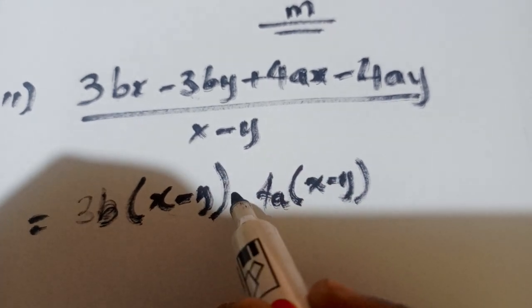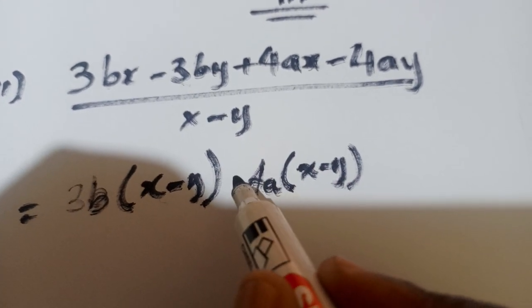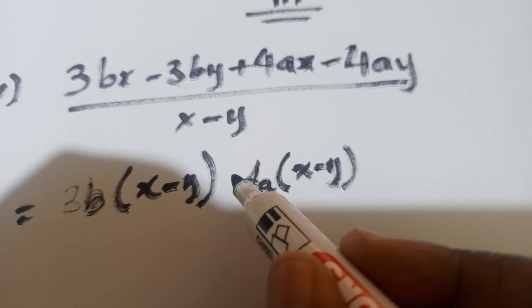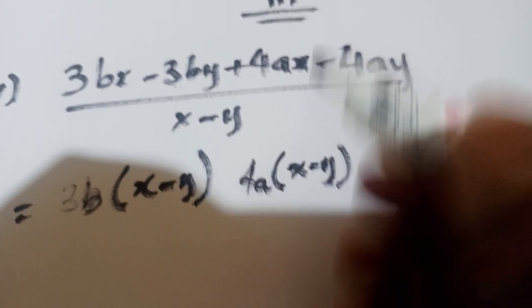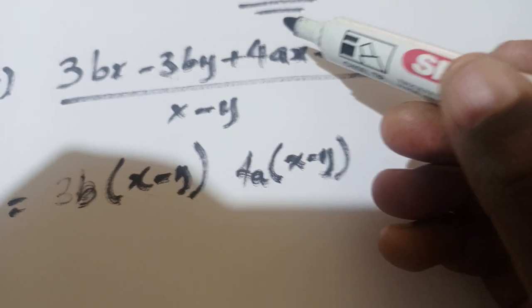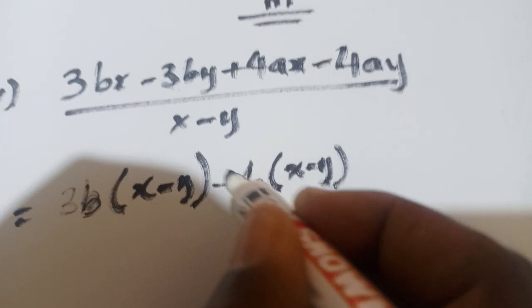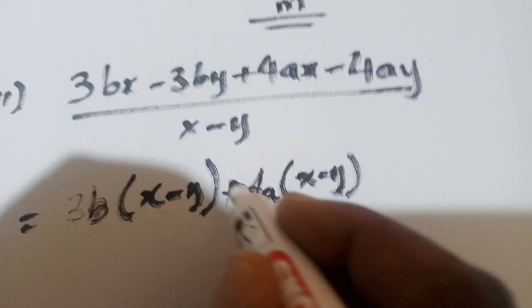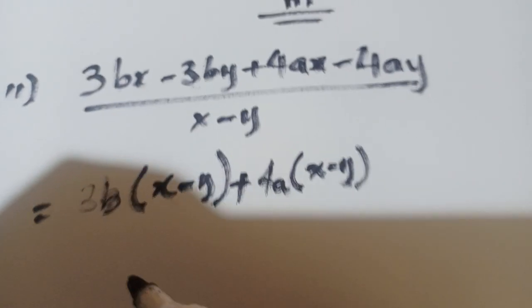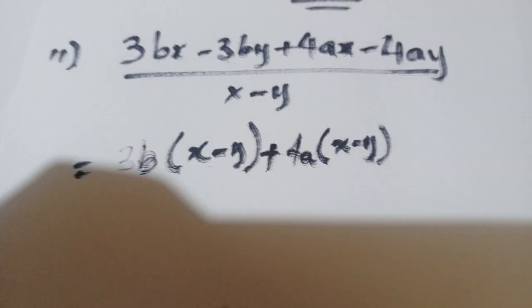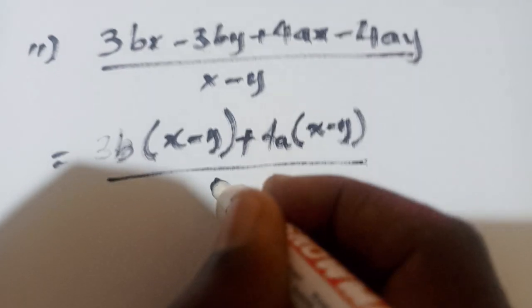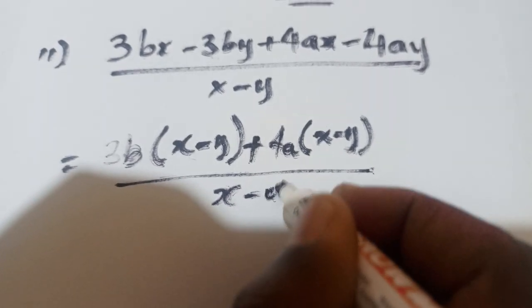And what sign do we need to put here? Again, always ask yourself, which sign do you put here so that when you open this bracket, you'll get back to what we had up there. So in this case, you can see here we'll have a plus. So this is the numerator. Now remember, we still have our denominator x minus y. And then we proceed.